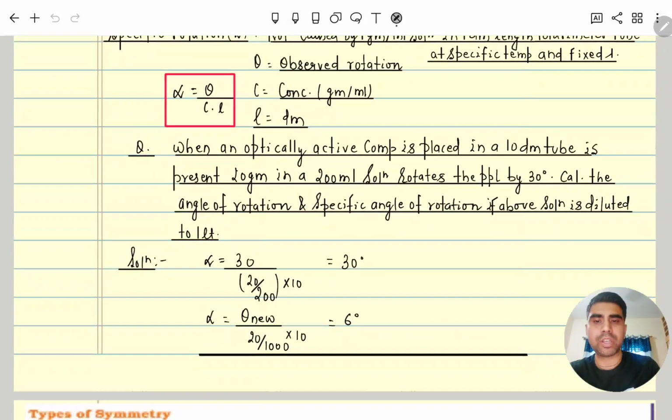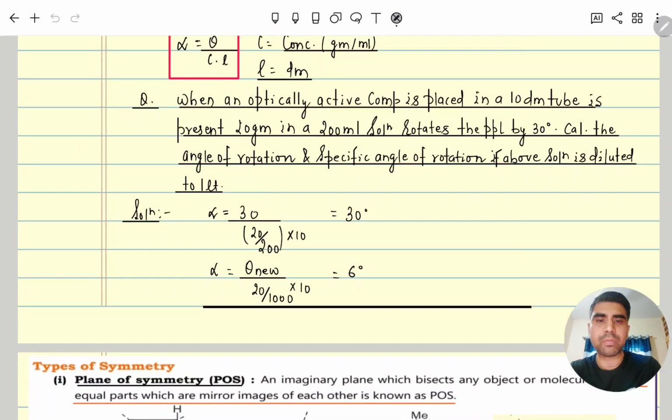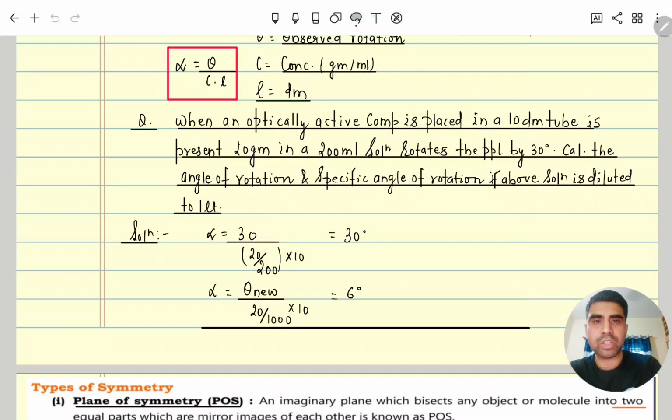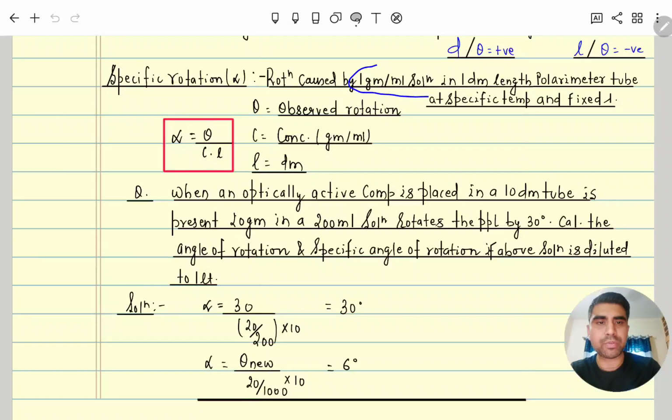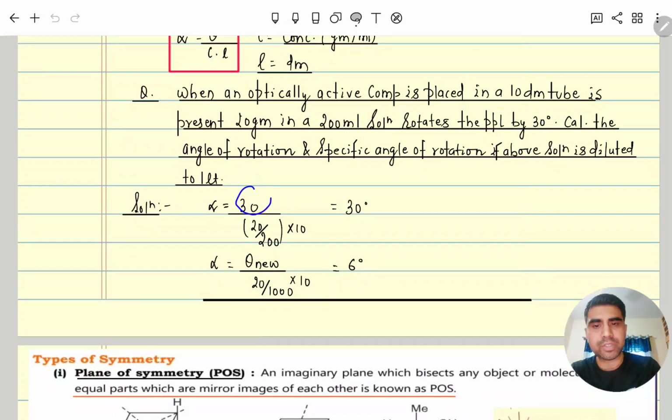On behalf of this, here we have one question: when an optically active compound is placed in a 10 decimeter tube, present as 20 gram in 200 ml of solution, which rotates PPL by 30 degree, calculate the specific angle of rotation if the above solution is diluted to 1 liter. So specific angle of rotation is constant. It's an intensive property, like here you can see that it depends only on per gram per ml of solution in 1 decimeter length. So here alpha is equal to theta observed, 30, 20 gram present in 200 ml, into length of the tube, 10.